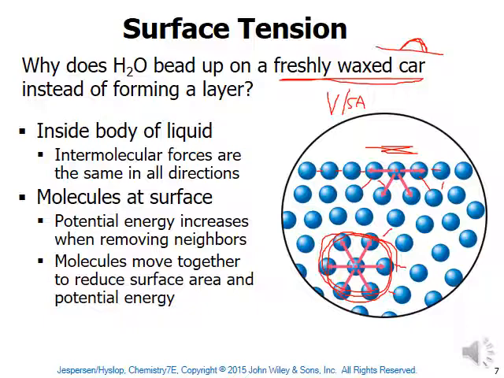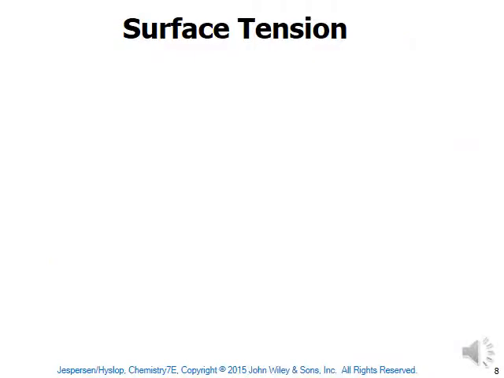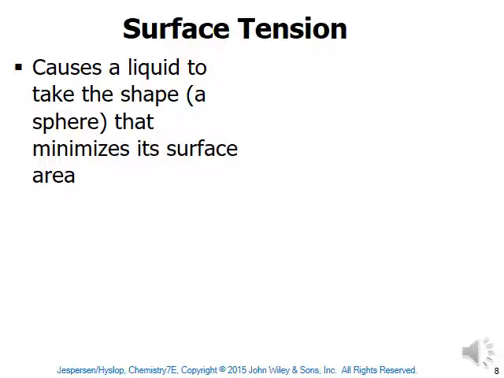Okay, so the guys on the outside have higher potential energy because they don't, remember, high potential energy means they're not as stable, okay? And so by forming this circle here, it creates more interactions inside, and that decreases the potential energy as much as it can. Okay, it causes the liquid to take the shape of a sphere, and that minimizes surface area to volume.